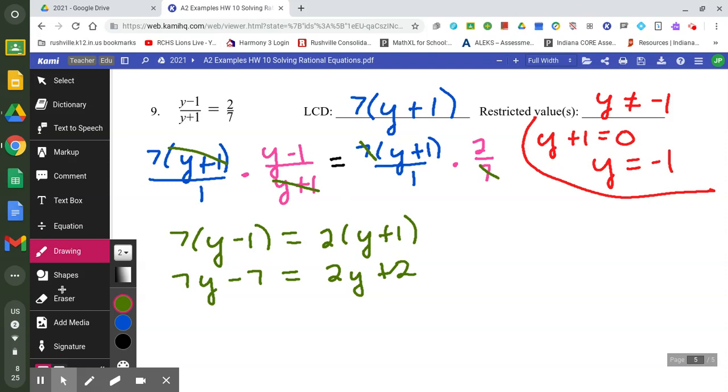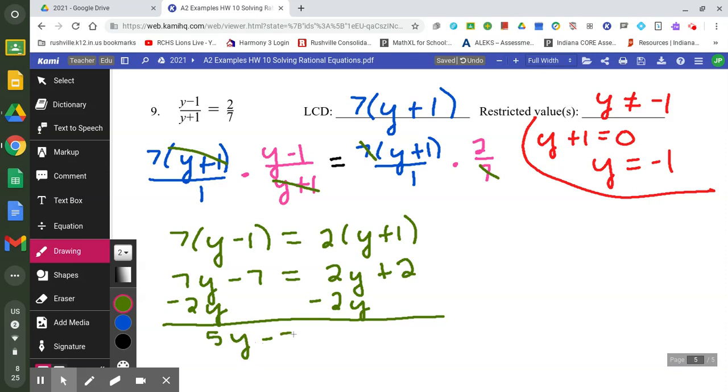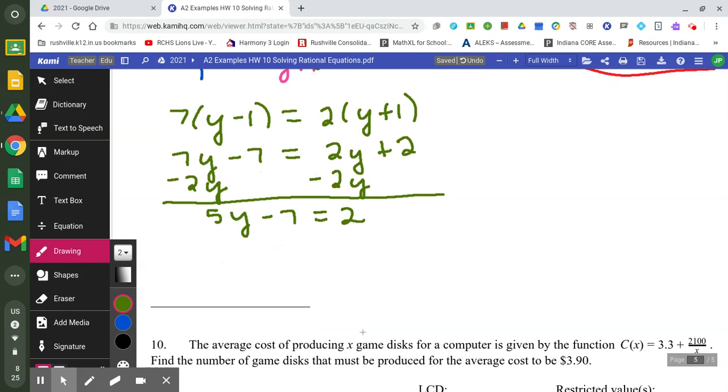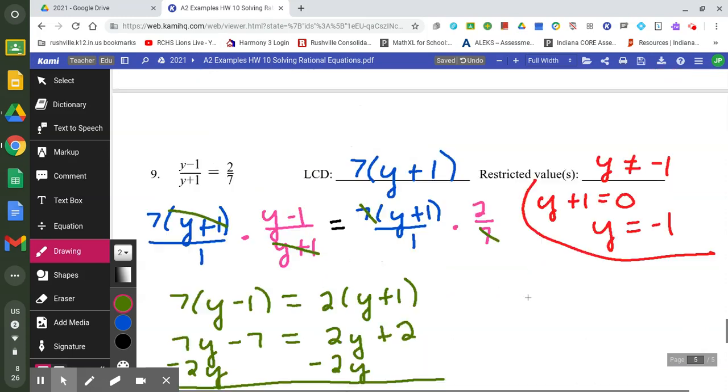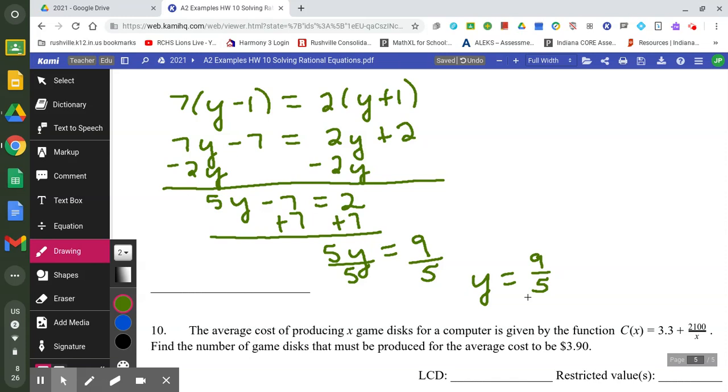And I want to solve for y. So I will subtract 2y on both sides of the equal sign. Leaves me 5y minus 7 equals 2. And then I will add 7 on both sides of the equal sign. 5y equals 9. Divide by 5, divide by 5, y equals 9 over 5, which we weren't allowed to get negative 1, so we're good.